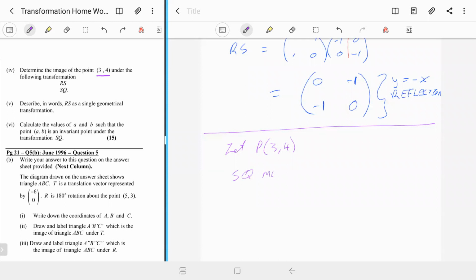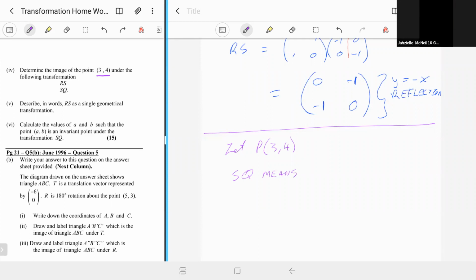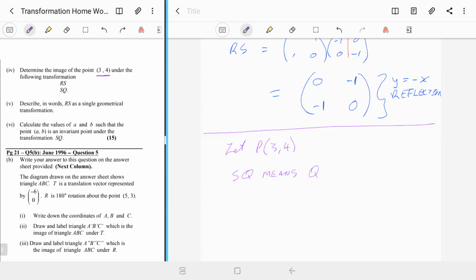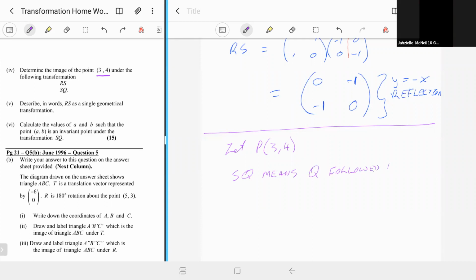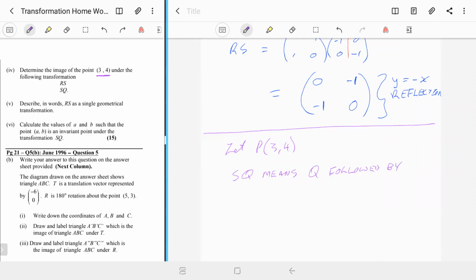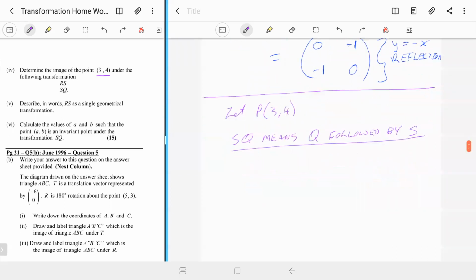Now SQ means what? All right. SQ means Q followed by S. So to get it quick, it means Q followed by S. That means doing it in 2 steps. I put the Q first and then the S afterward. If I do the S first and then the Q afterwards, I'm going to be wrong. SQ means Q followed by S. All right, so watch it now.